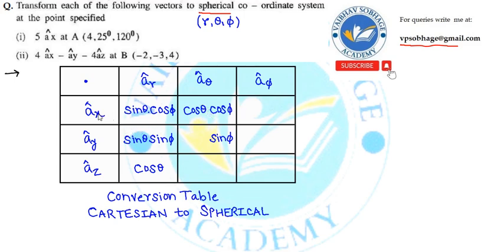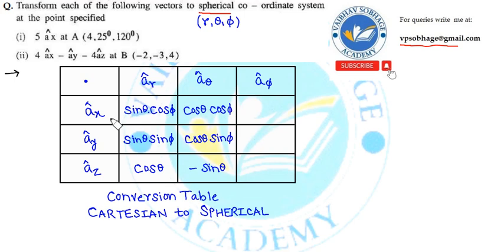The dot product between ax and a theta will be cos theta cos phi. Now you again write this cos theta over there. So the dot product between ay and a theta is equal to cos theta sin phi, and the dot product between az and a theta will be equal to minus sin theta. So this is what we have.